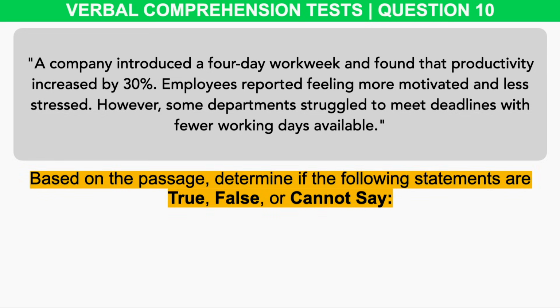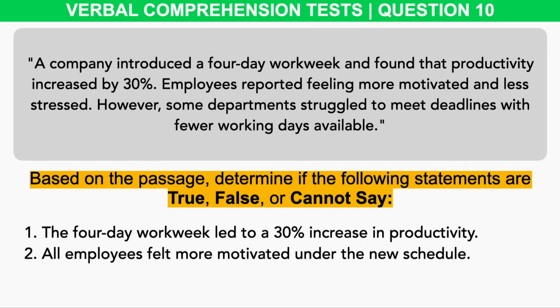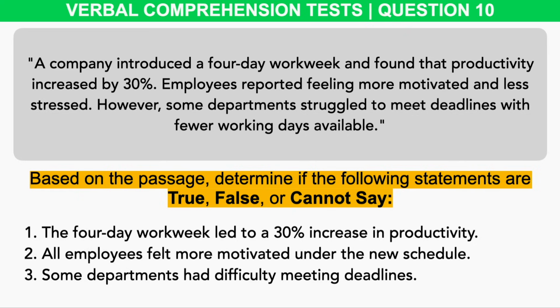Based on the passage, determine if the following statements are true, false, or cannot say. Number 1. The 4-day work week led to a 30% increase in productivity. Number 2. All employees felt more motivated under the new schedule. And number 3. Some departments had difficulty meeting deadlines.